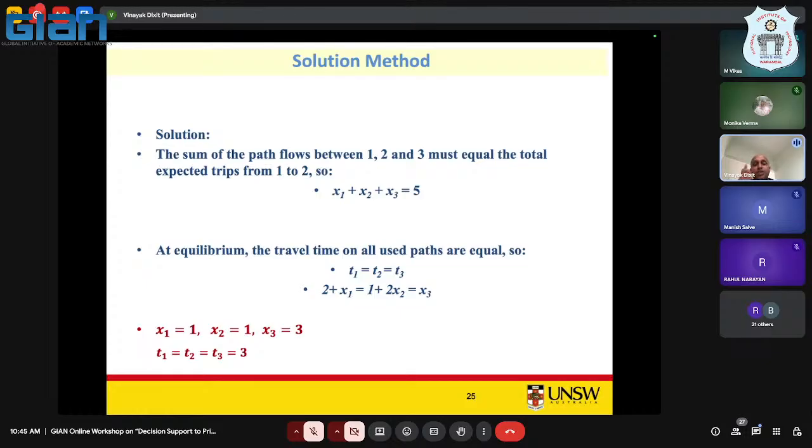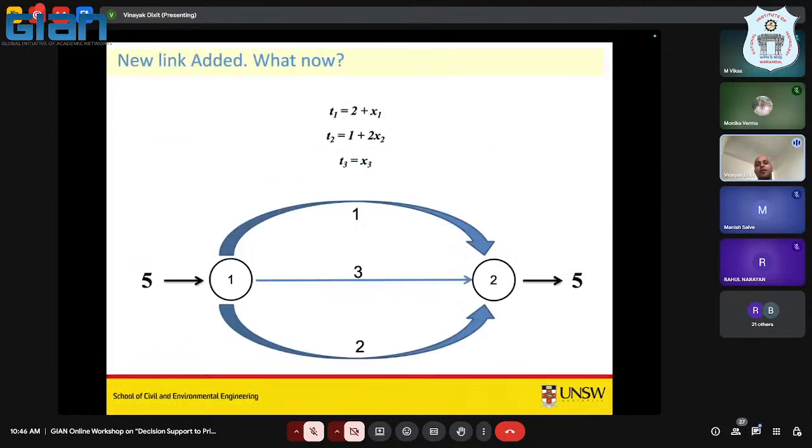Now, always remember that you need to check whether the travel time on an unused path is greater than the current travel times. That is one piece which is problematic. The second piece, which is really hard, is doing the algebraic approach. The algebraic approach is easy when you have a network where the paths are well defined.